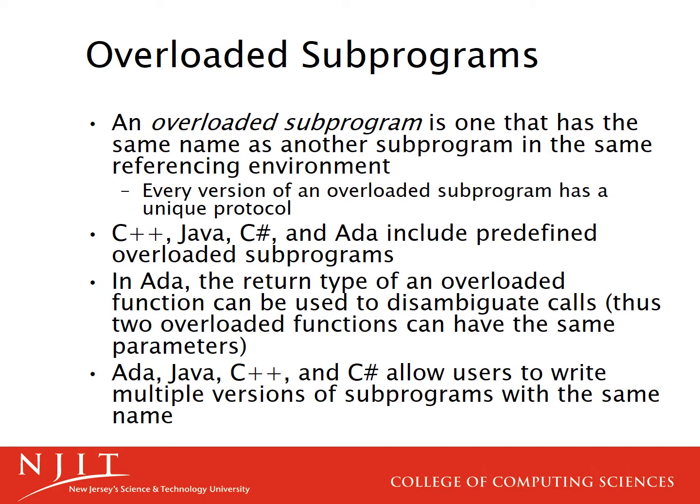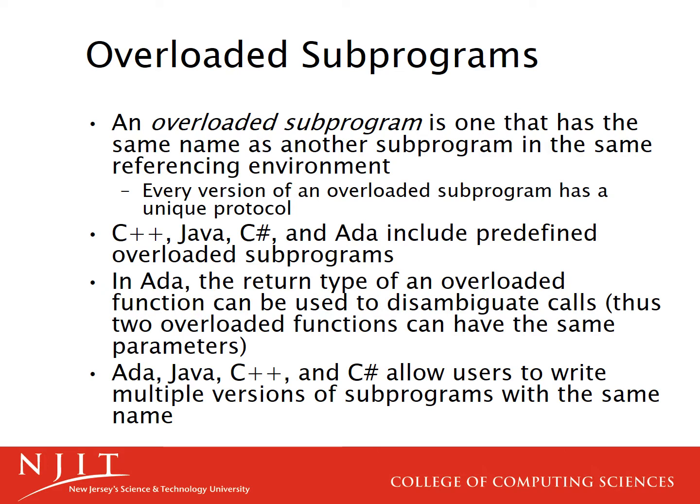Most of these languages support overloading. When we talk about overloading subprograms, what we're doing is drawing a distinction between different versions of the same function name based upon what their argument signatures are. Every overloaded subprogram has a unique protocol, a unique argument sequence that is passed to it. So I can have a function named f that takes an int, and another function named f that takes a char, and another function named f that takes a float. And those three subprograms are different.